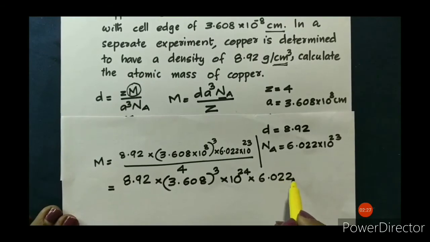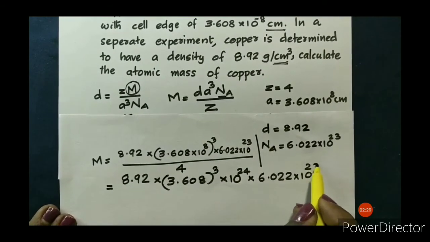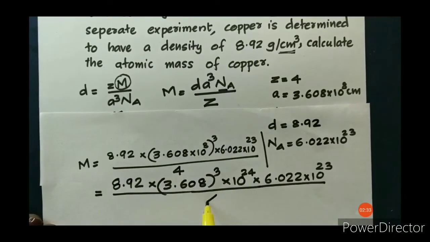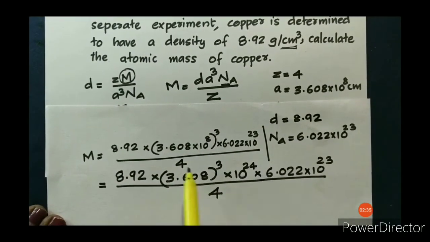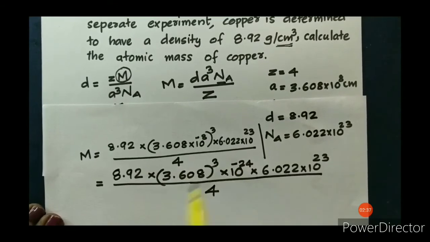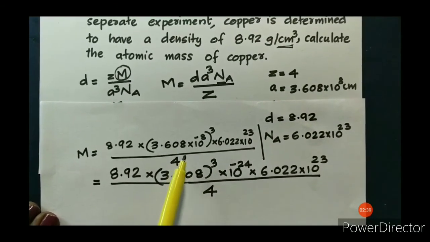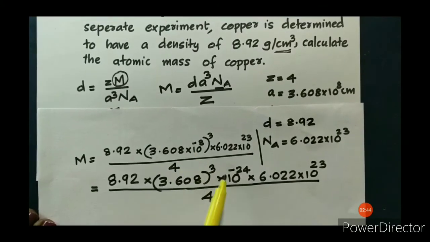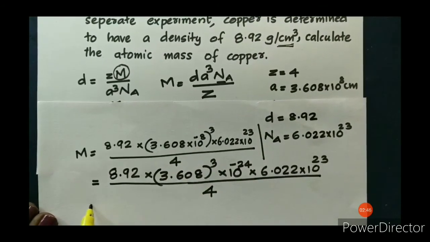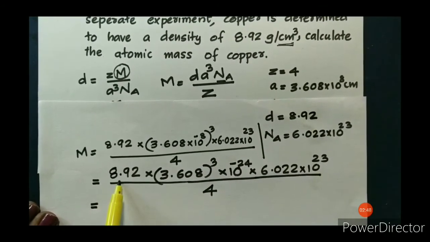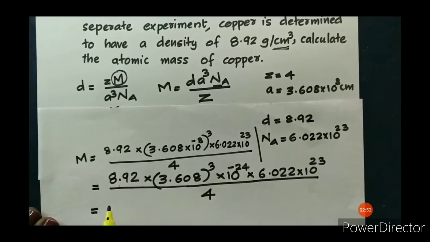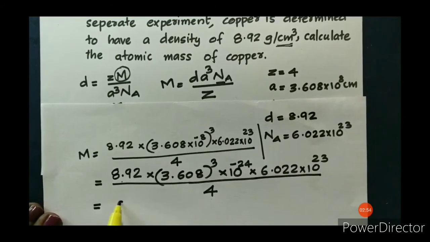Then divided by 4. Then on solving the exponential, a raised to m into a raised to n is a raised to m plus n, that is 10 raised to minus 24 into 10 raised to 23, which is equal to 10 raised to minus 1. Then on solving the problem, we get the answer 63.1 gram per mole.